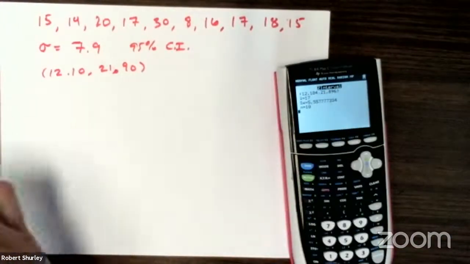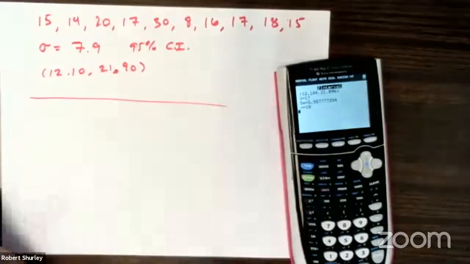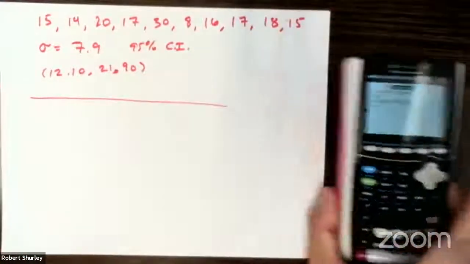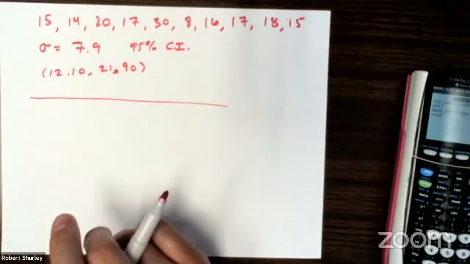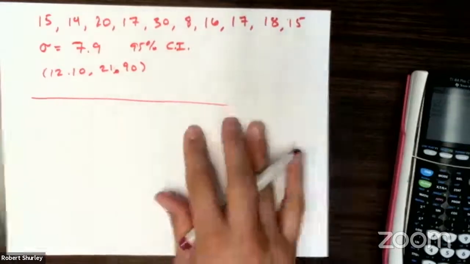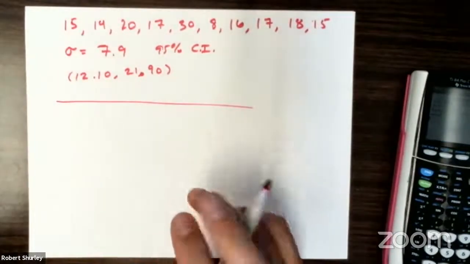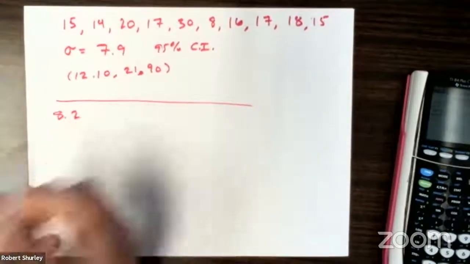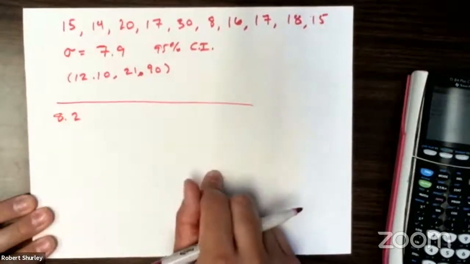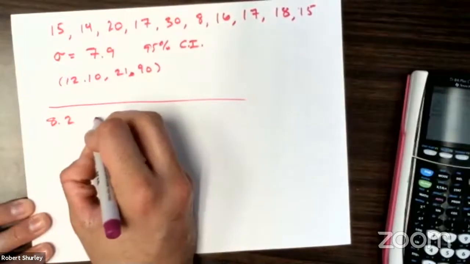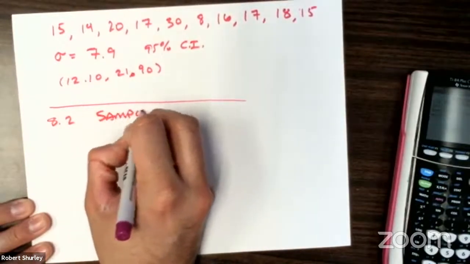Now let's go to 8.2. Make sure I didn't miss anything in 8.1. All the homework I gave you is what you need to be looking at, except for penalties. But 8.2 is different because you're going to be given the sample standard deviation.